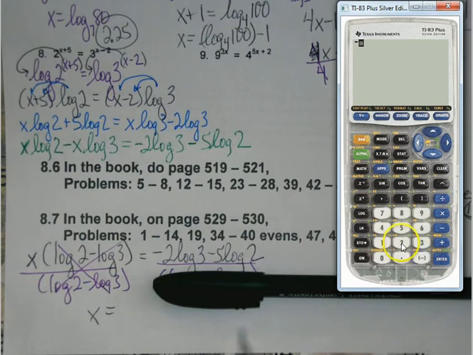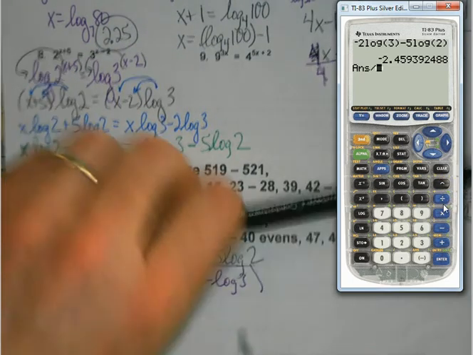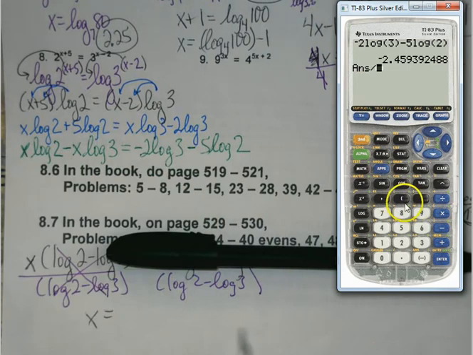So all I got to do is negative 2 log 3 minus 5 log 2. So I get that first value. So now I'm going to divide by what I have left here. Again, I want parentheses because I want it divided by this whole quantity. So log 2 minus log of 3, and I do have to close that off with that second parenthesis because these are my outer ones now.